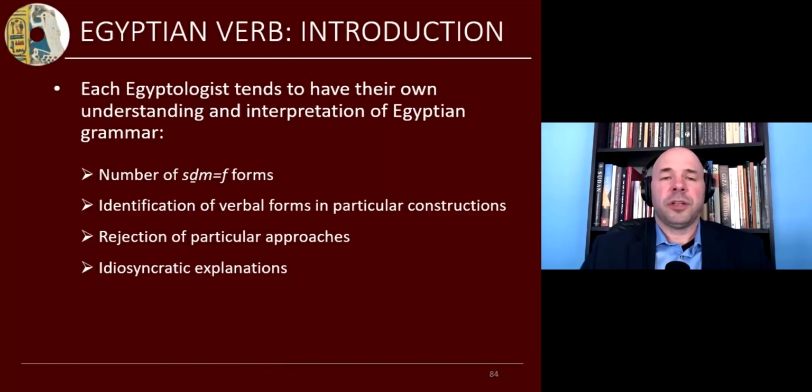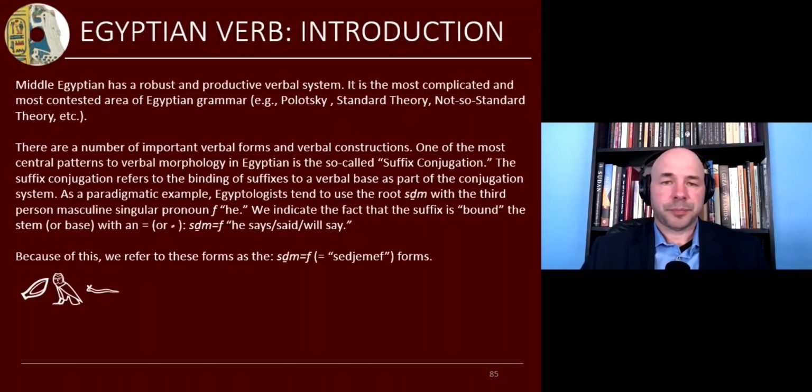So for Egyptian, especially the earlier phases, so in Middle Egyptian or earlier, there's a lot of debate about the nature of the system and how many verbal forms there are. But in general, we refer to these forms as the sejamef forms, and I'll tell you a little bit more about that in a second. But what you should know is that many Egyptologists disagree on this, and each Egyptologist tends to have their own understanding and interpretation of this with their own idiosyncrasies between them.